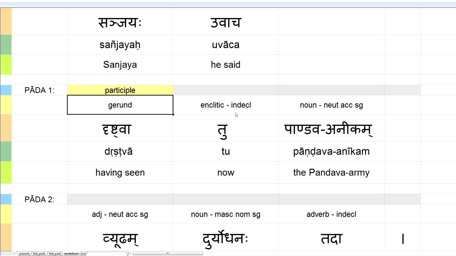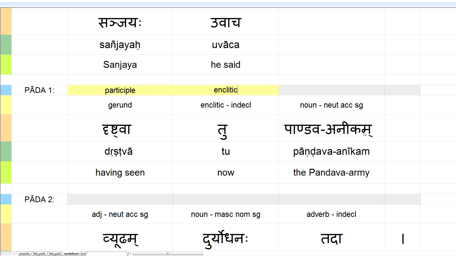And now here we have tu, which is an enclitic. So it leans on the previous word always. It's always the second word in any clause. It cannot be the first one. So here we have this word, and it's very reasonable to assume that this is the same clause as the yellow participle here. So we will make it yellow also and simply write enclitic here.